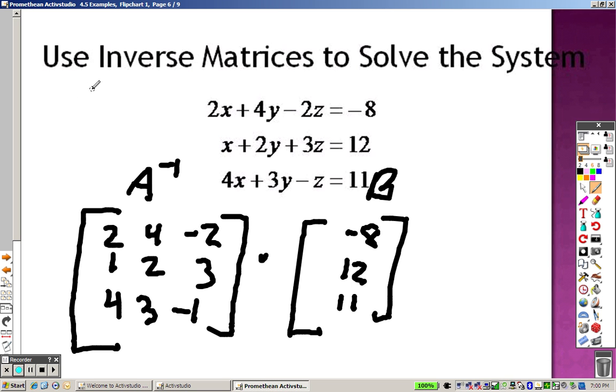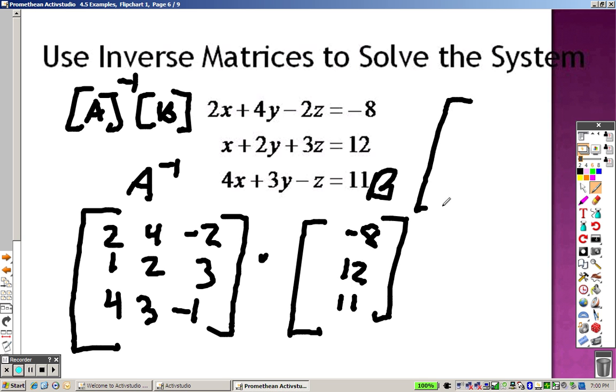You want the problem to show up like this. That's how you know you're plugging it in the right way in your calculator. And when you do that, I end up getting this: 6, negative 3, 4. That means that's x, that's y, and that's z.